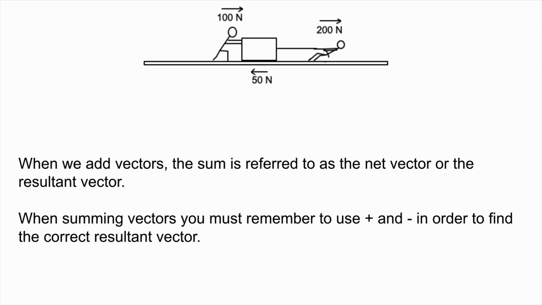So when we add vectors, when we sum our vectors, the sum is referred to as the net vector.